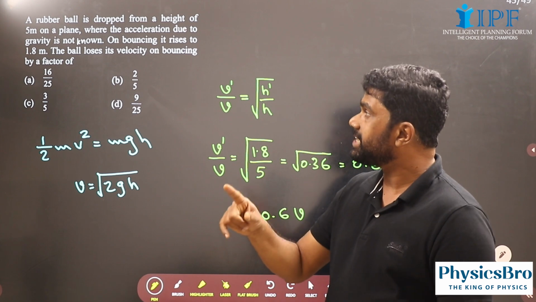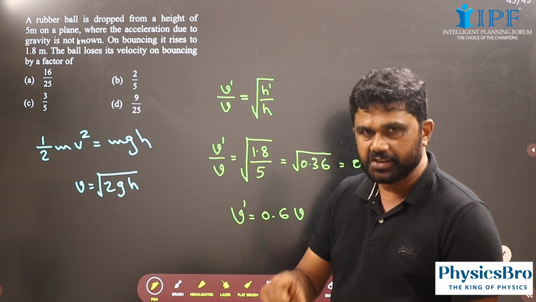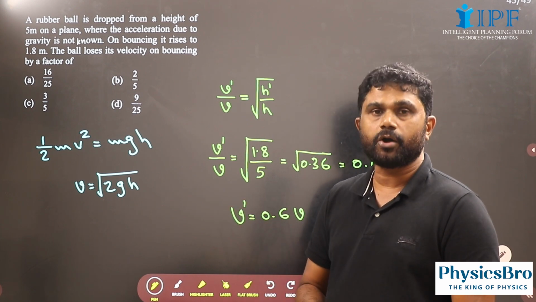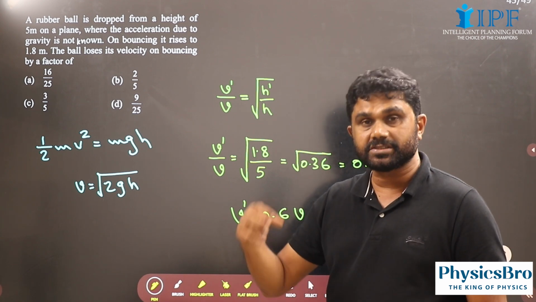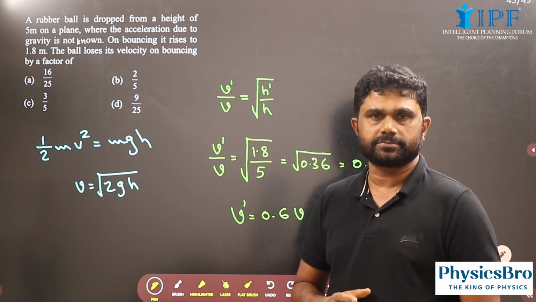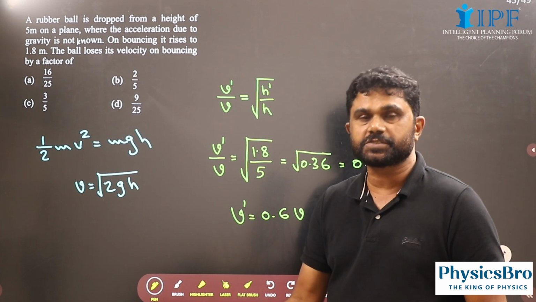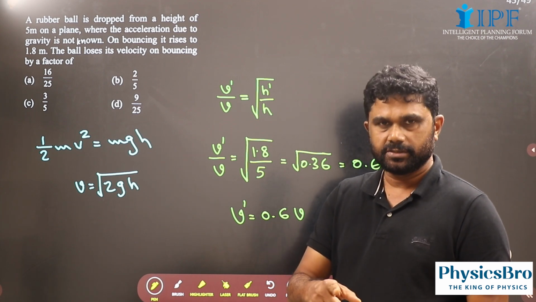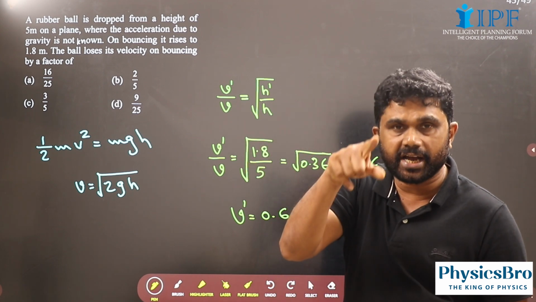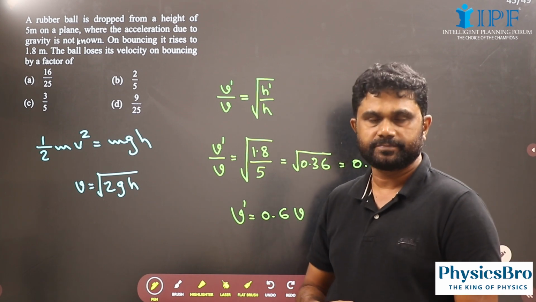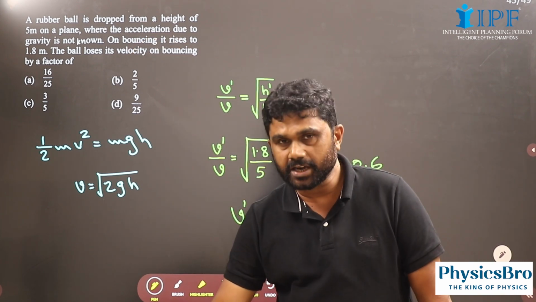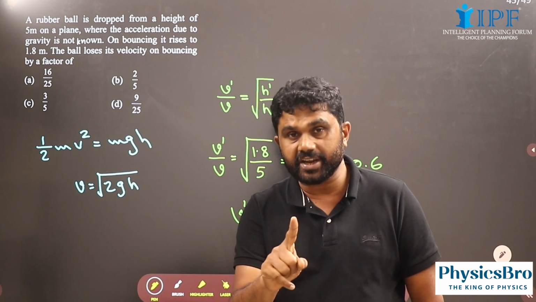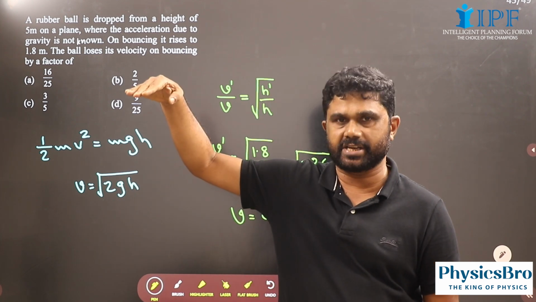See, initially it falls from a height of 5 meter and strikes the ground with a velocity, say v. And after bouncing, its velocity decreases by some part. Suppose it bounces back with a velocity v dash and goes up to a height h dash, where its velocity falls to 0. When released from h, it strikes with v. When it starts from the bottom with a velocity v dash, it goes up to a height h dash.